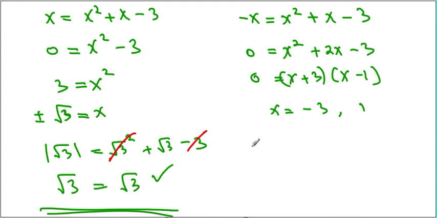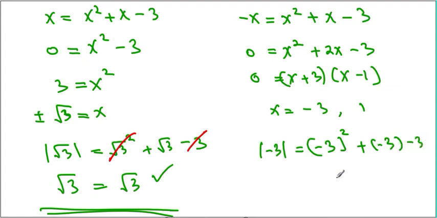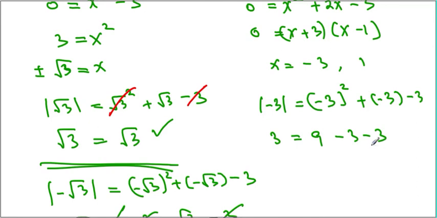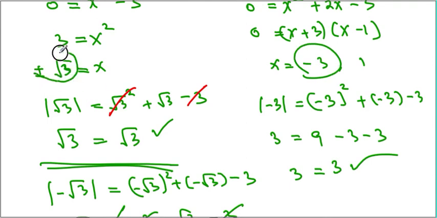In case of negative 3, we're going to plug in absolute value of negative 3. Is that in fact equal to negative 3 squared plus negative 3 minus 3? Now on the left side it becomes 3. On the right side this becomes 9 minus 3 minus 3. And yes, indeed, the right side becomes 3. Left side is already 3. So that works. This one is good. And positive was good, right? Not the negative. How about 1?